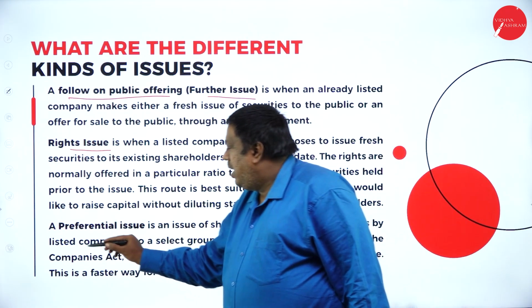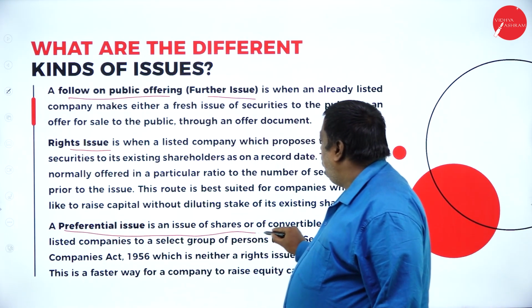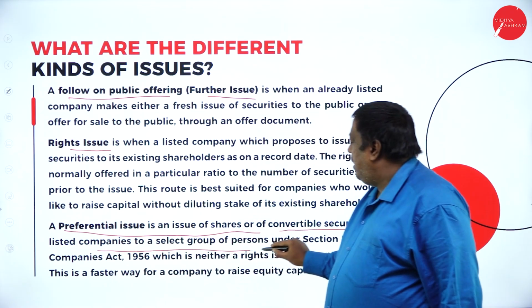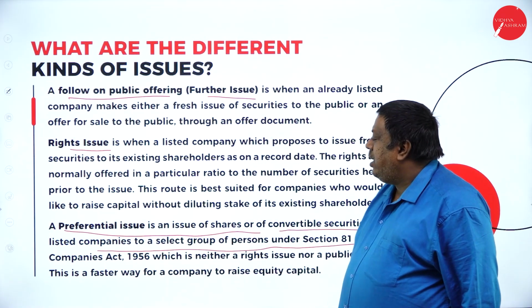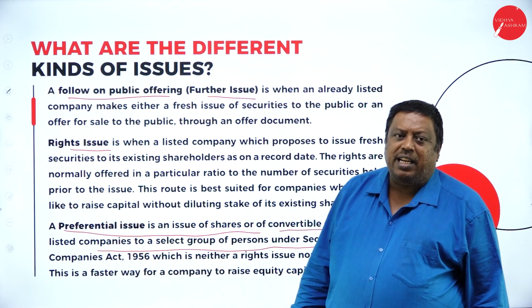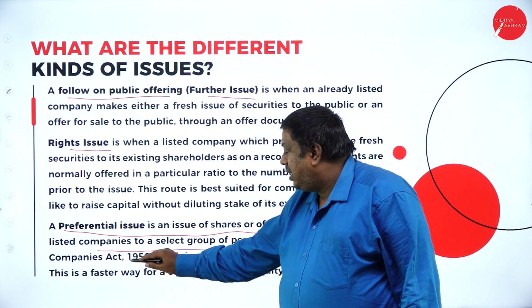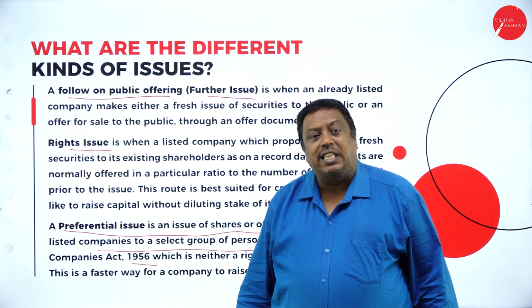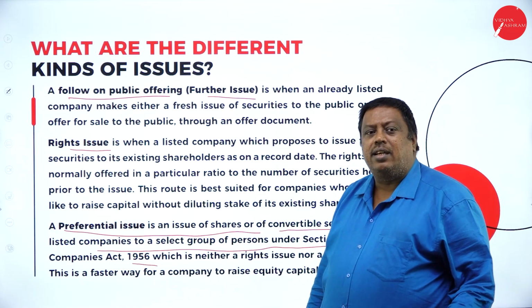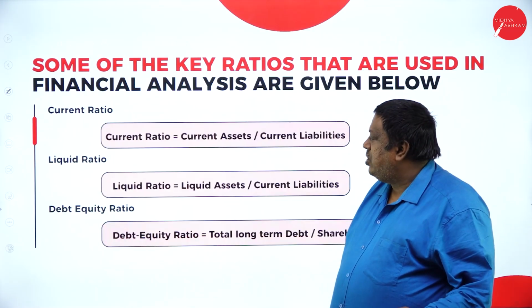The next one is a preferential issue. This is an issue of shares or convertible securities by listed companies to a selected group of persons under Section 81 of the Companies Act of 1956, modified by the Companies Act of 2013. You can convert those securities into other types of shares and debentures.